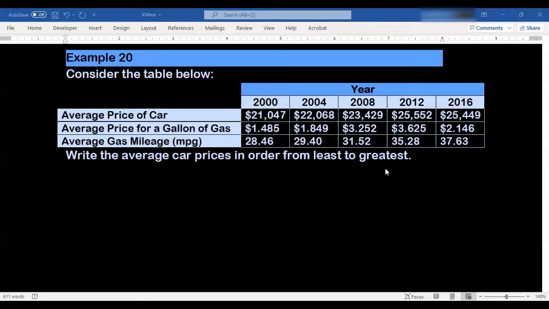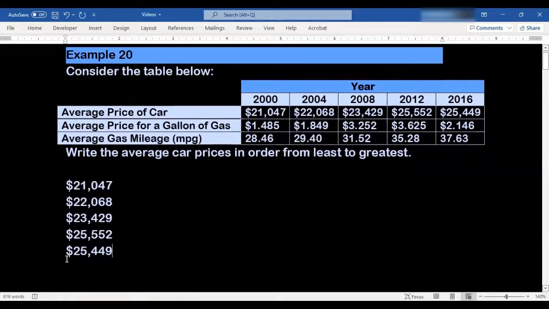The first thing I'm going to do is write out those numbers just in a list. That way I don't have to keep referring back to the table, and it's going to declutter the information, if that makes sense. So I'll have $21,047, that was our first one. Then we have 22,068, 23,429, 25,552, and 25,449.